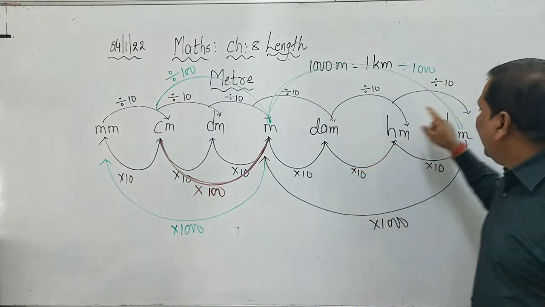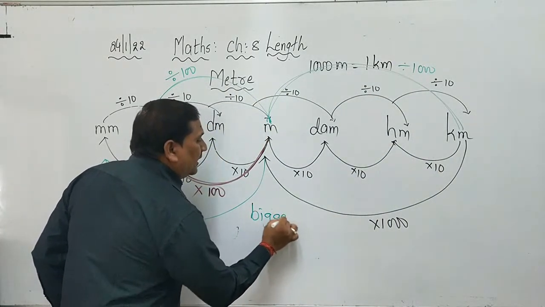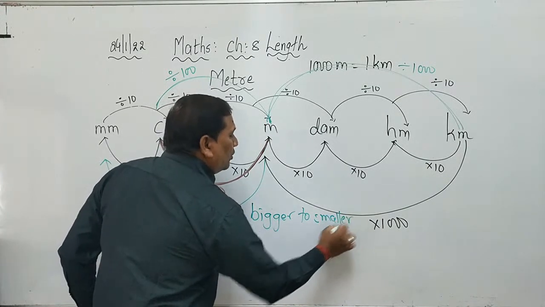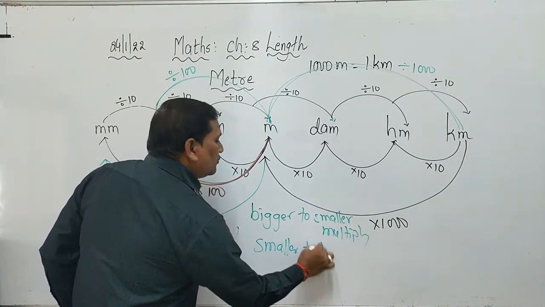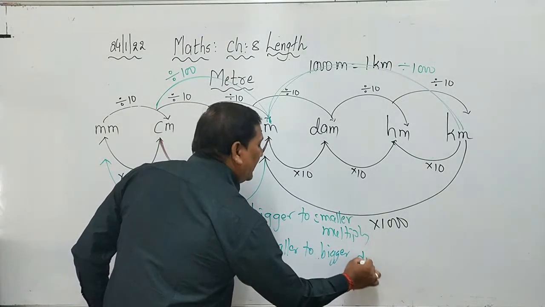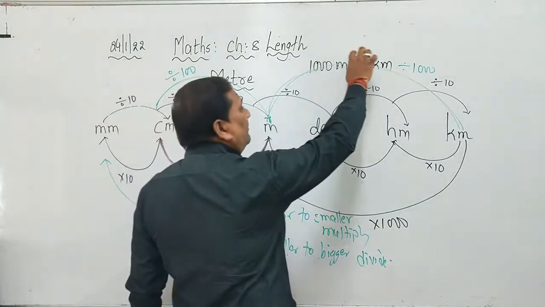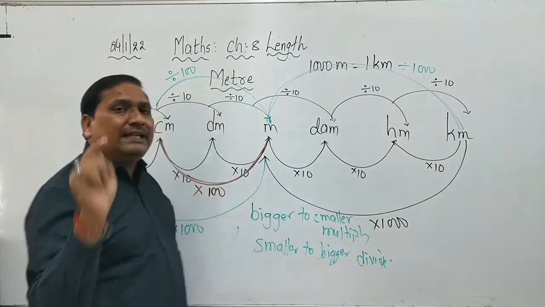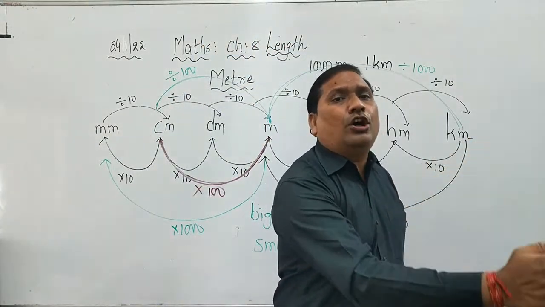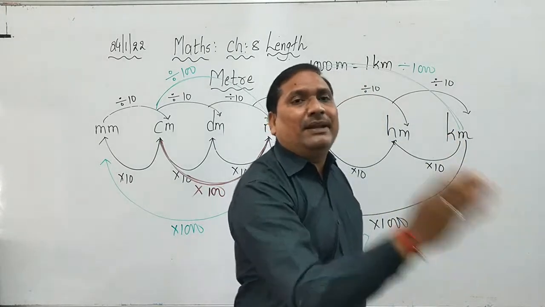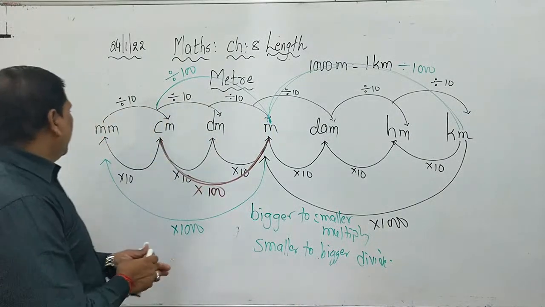So in short, what I have said is what you have to remember: when we are converting from bigger to smaller, that means multiply. And from smaller to bigger, that means divide. And we remember that 1000 meter is always 1 kilometer, or 1 kilometer is equal to 1000 meter. 100 centimeter makes 1 meter, and 1 meter is equal to 100 centimeter.